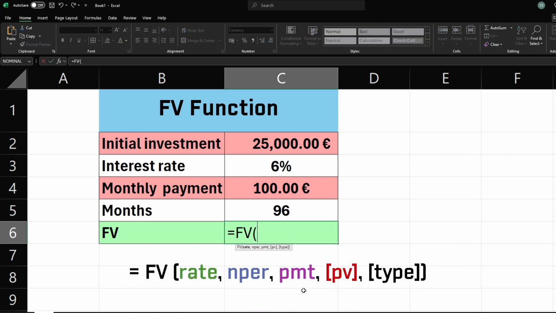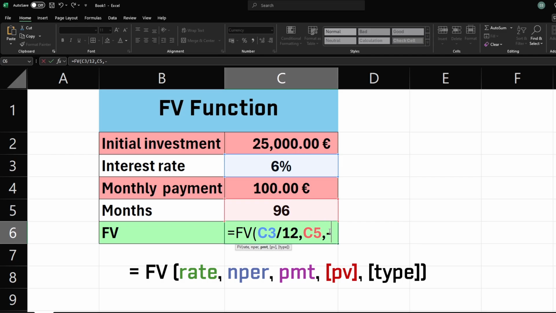To calculate the future value in Excel, use the FV function with the following formula. First, rate is interest rate per period. In this case, for monthly compounding, you would use 6%/12 months. NPER, the total number of payment periods, which is 96 months.